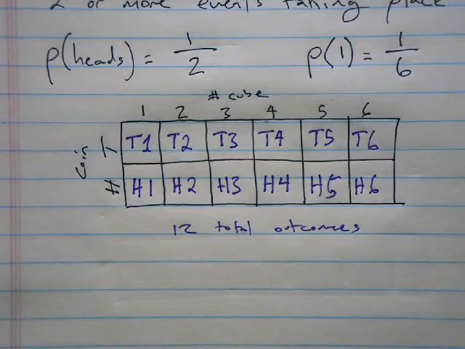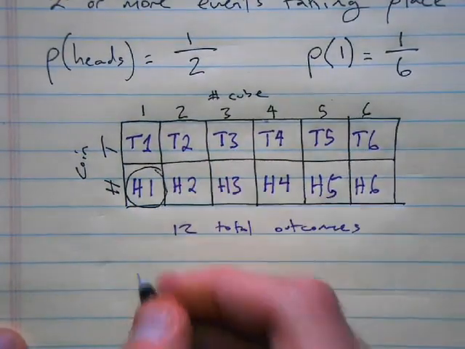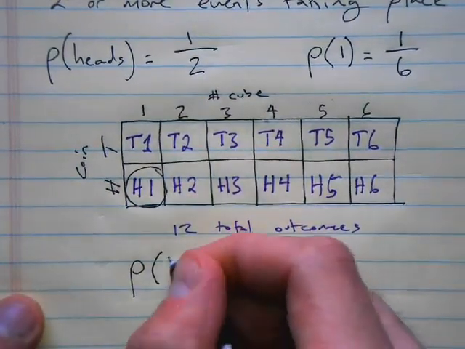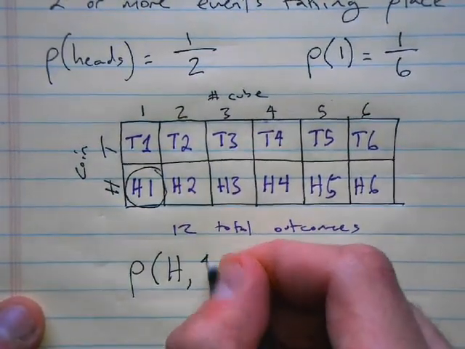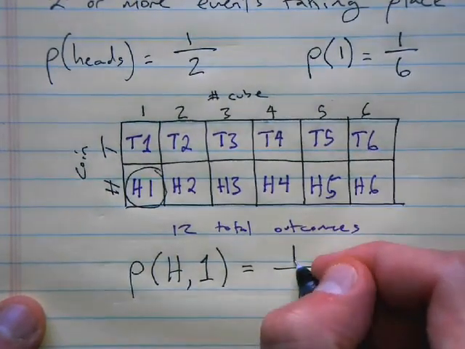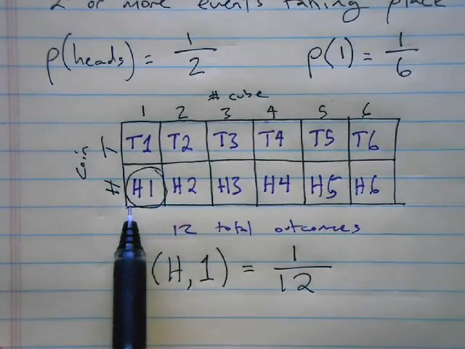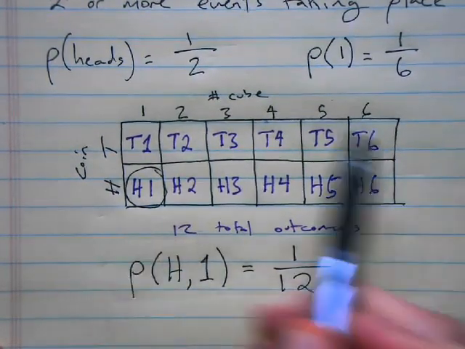And back to our question, what's the probability of flipping a heads and rolling a 1? Well, the probability of heads and 1 is going to be 1 out of 12, because only one of those outcomes is a heads and a 1, and there are 12 total.